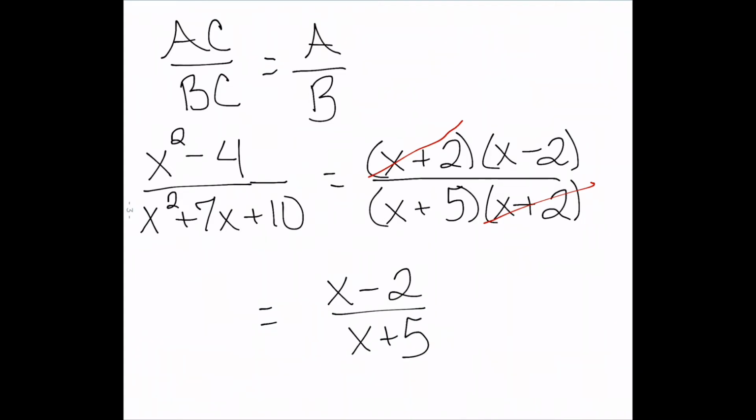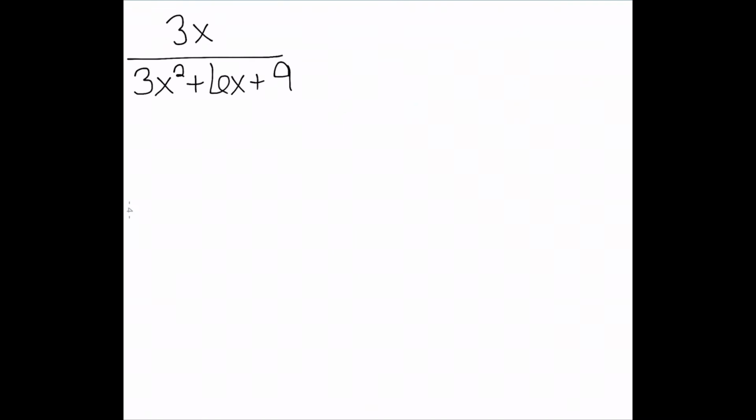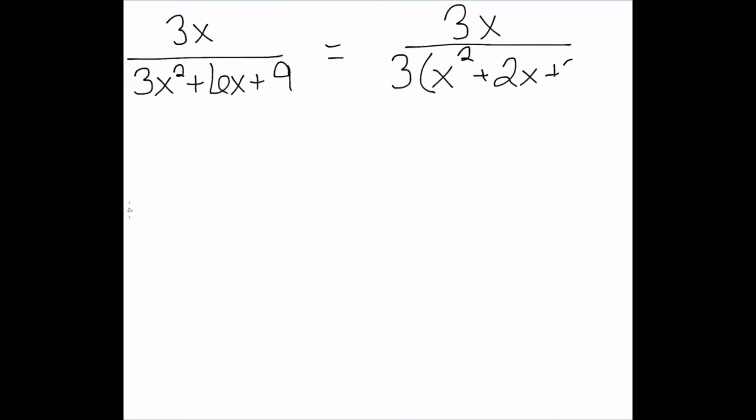Let's look at a couple more examples of this. 3x over 3x squared plus 6x plus 9. Well, the top can't factor since it's just a single term. And on the bottom, you should notice that they all have a 3 in common. Removing a 3 leaves me with x squared plus 2x plus 3. I now have a 3 on both the top and the bottom, so I can cancel just the 3. This leaves me with x over x squared plus 2x plus 3.